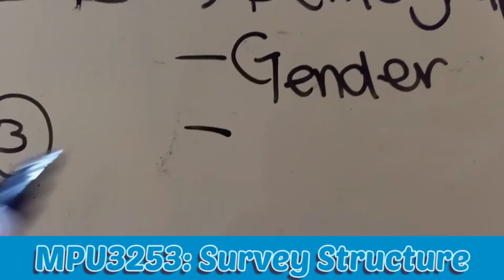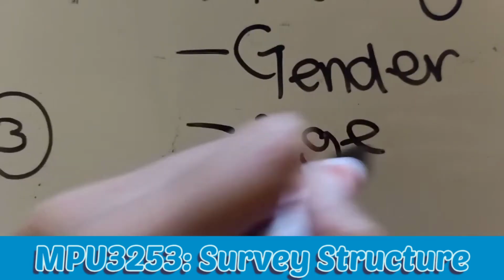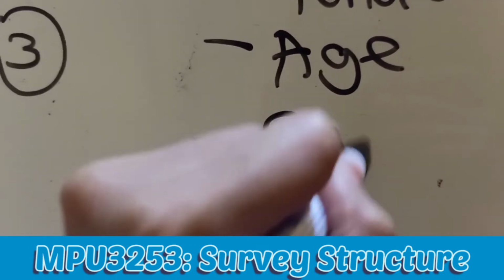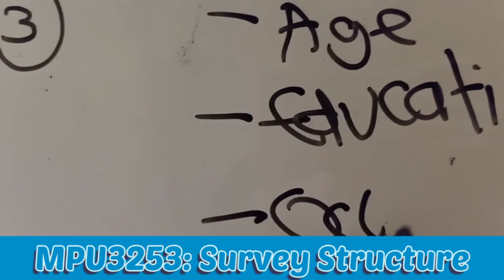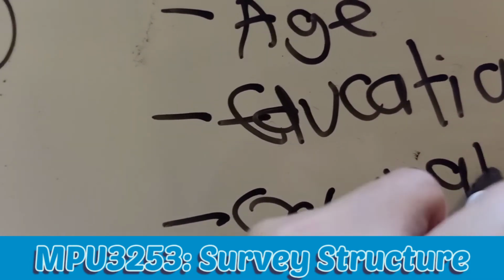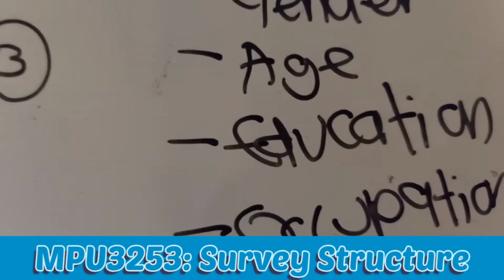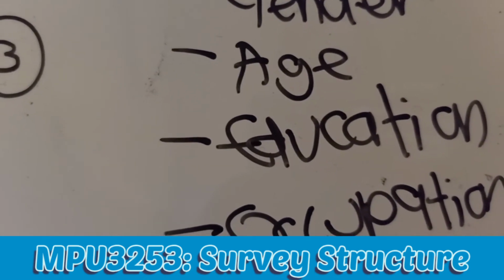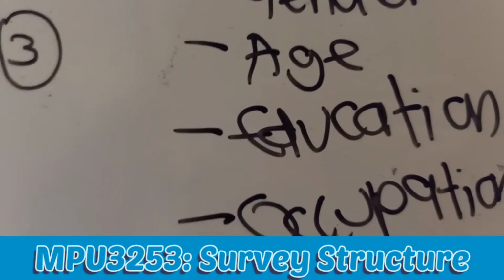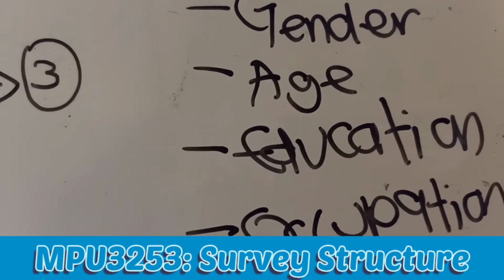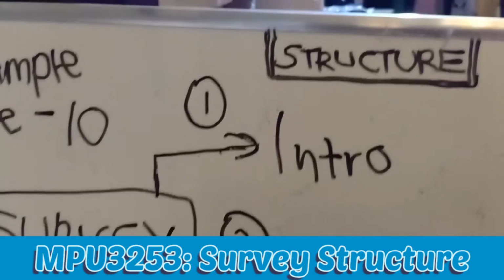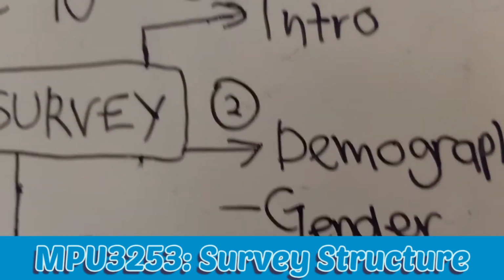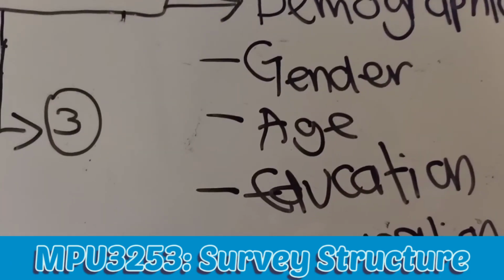Then you have age, you have education, and then you have occupation, and then maybe the state that they are currently living in. So these are all for the first basic structure: intro and demographic questions.